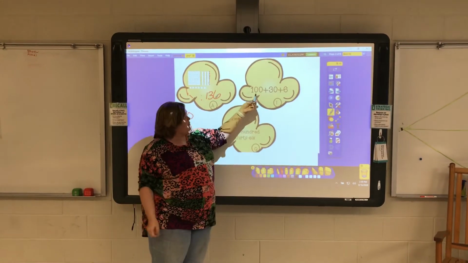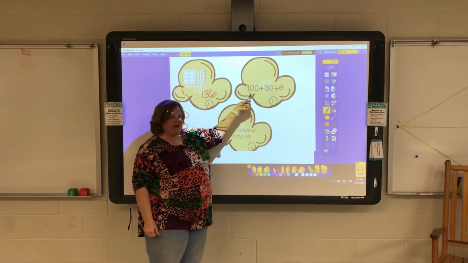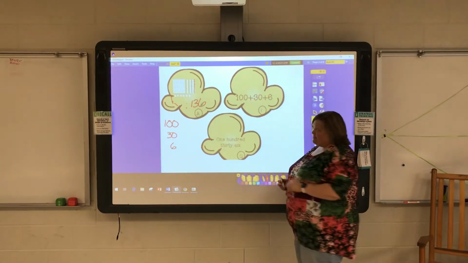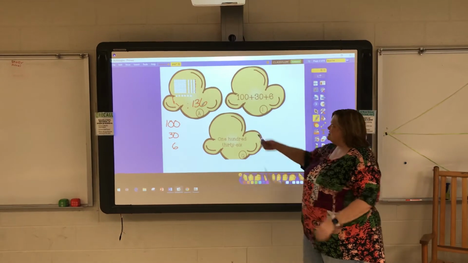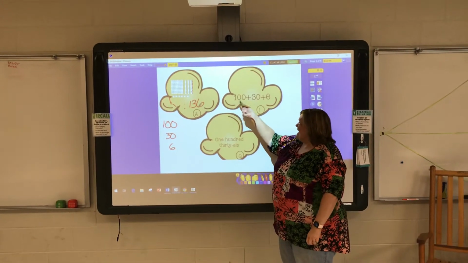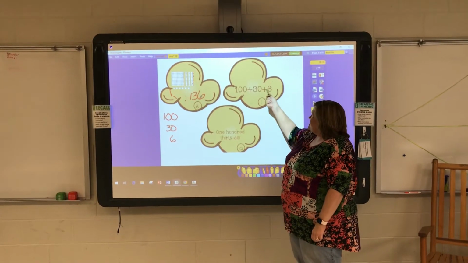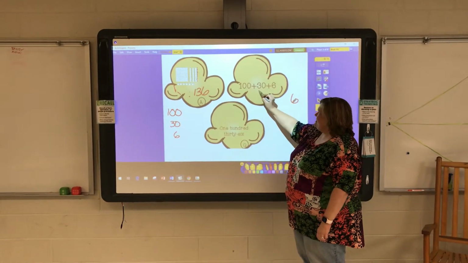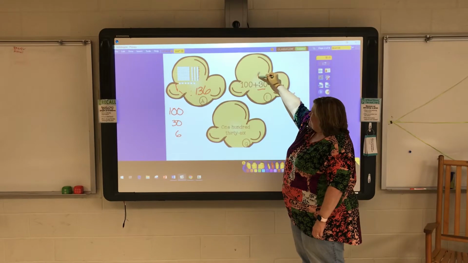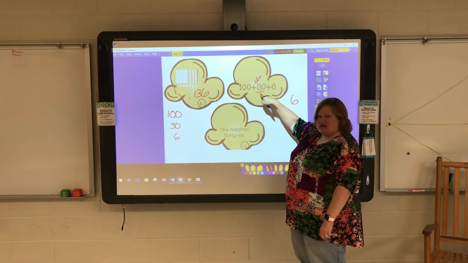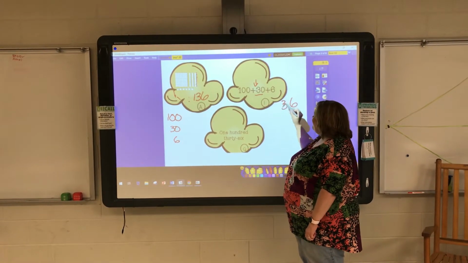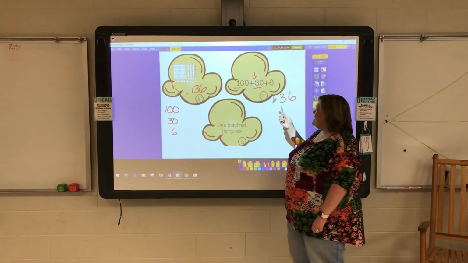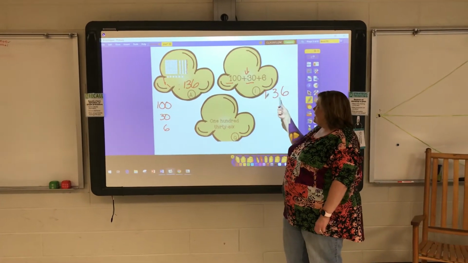Same here. Now we're going to look at this in expanded form. Just like I was able to count my picture in my blocks to make 136, now I'm going to look at my place value. In my ones column, I have a 6. In my tens column, 30 would be 3 tens. And then I would have 100. So my number would be 136.